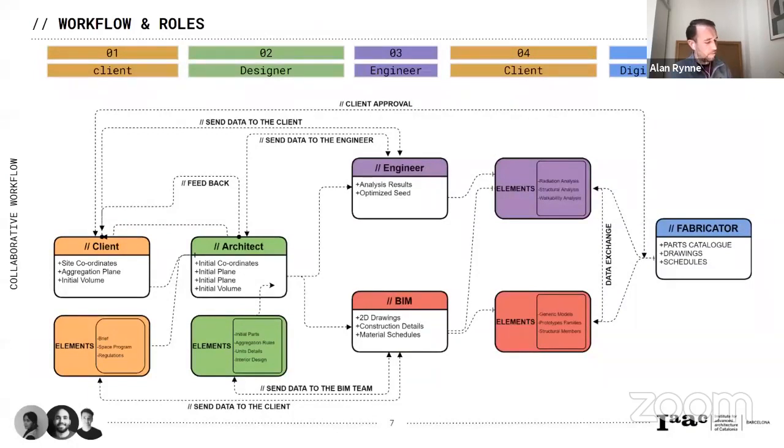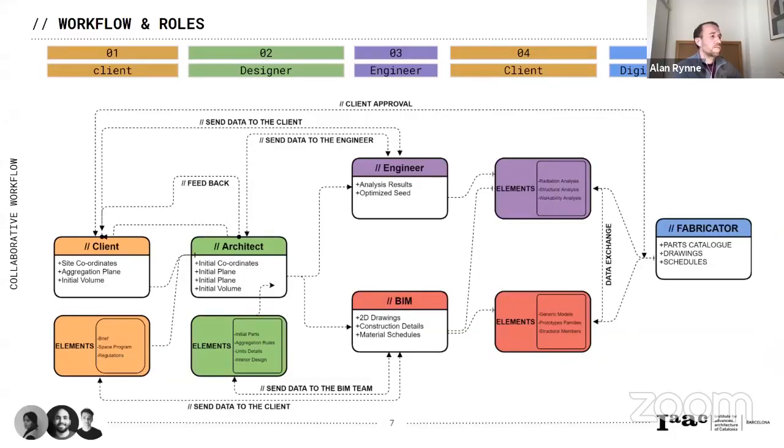So here is a diagram of the workflow and the roles in our Speckle stream. We have the client, the designer, the engineer, and the digital fabricator. So the client here would give the site information and aggregation numbers of different units that they would require, the initial volume and the constraints, which then goes on to the architect to aggregate these in terms of design and in terms of the aesthetic and the looks.